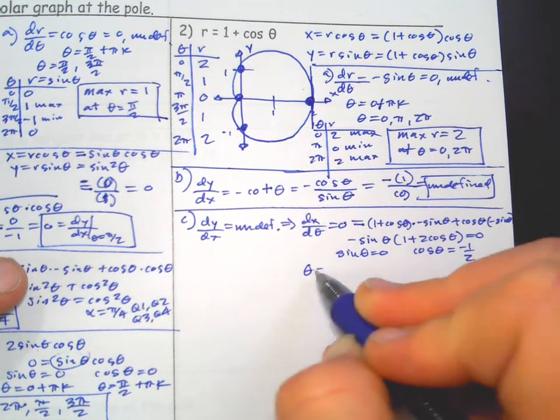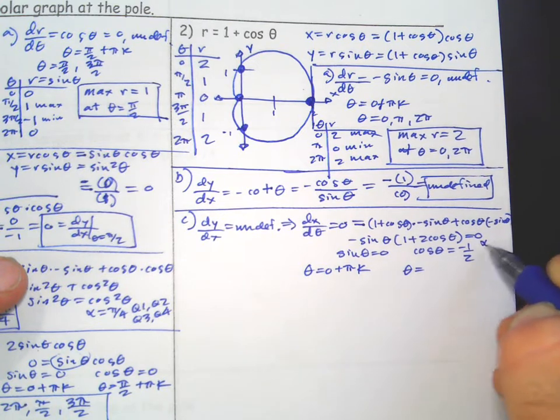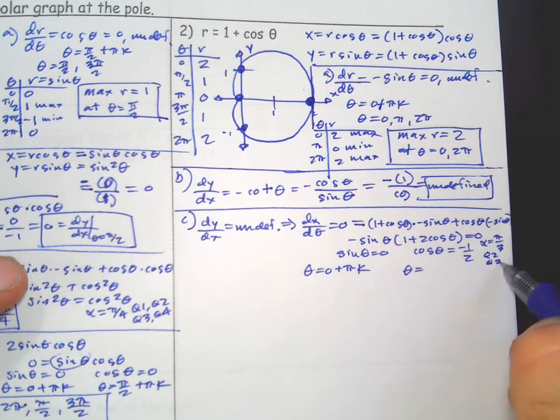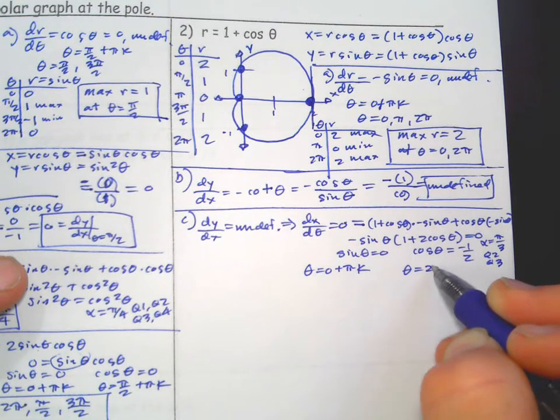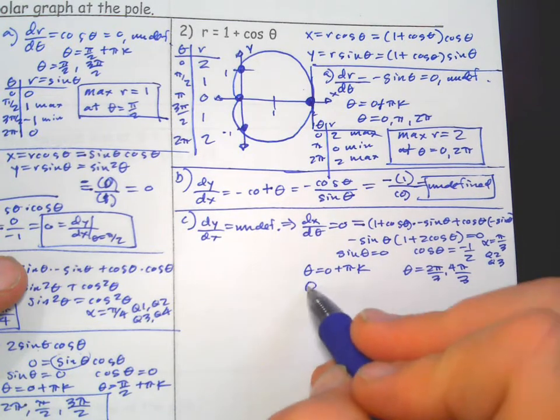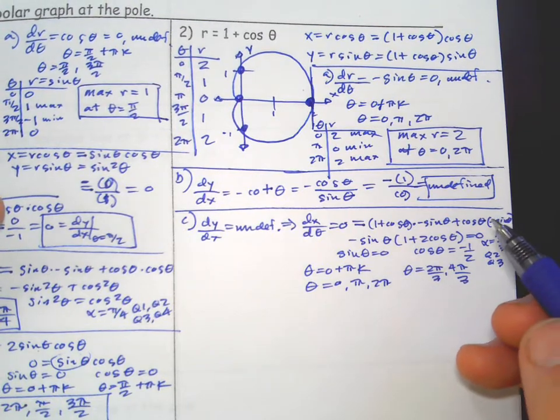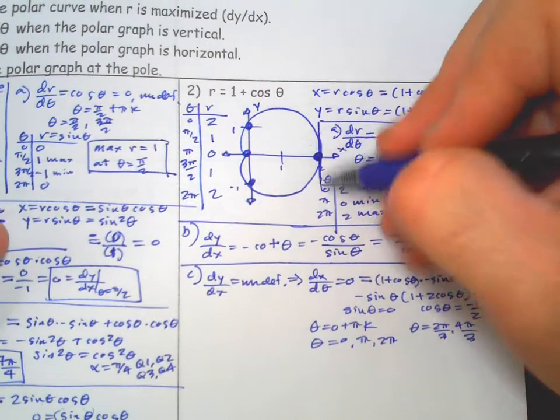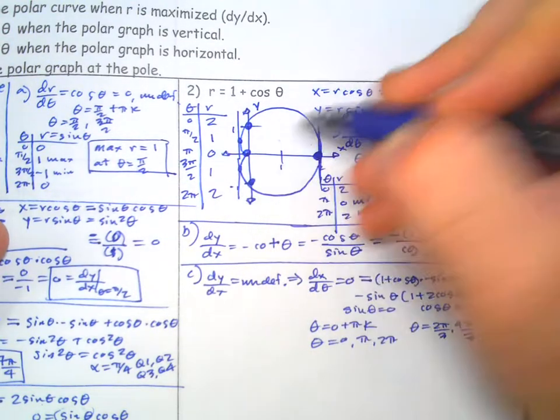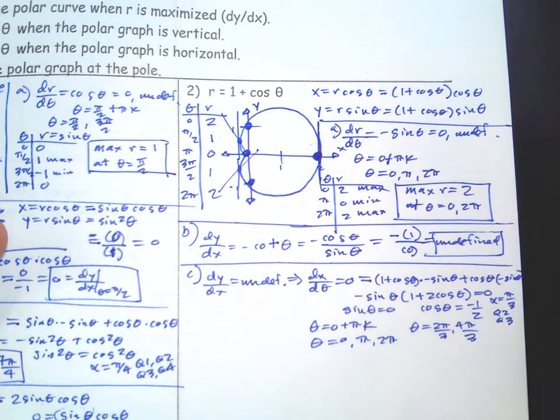So theta equals 0 plus pi k. And over here, alpha equals pi over 3, in quadrants 2 and 3, so it's going to be 2 pi over 3 and 4 pi over 3. Now, let's see. So we're going to get theta equals 0, pi, and 2 pi. So it looks like we have 5 values, but we're looking for vertical tangents. So here, here, and here: 0, this one's going to be your 2 pi over 3, and this one's going to be your 4 pi over 3.